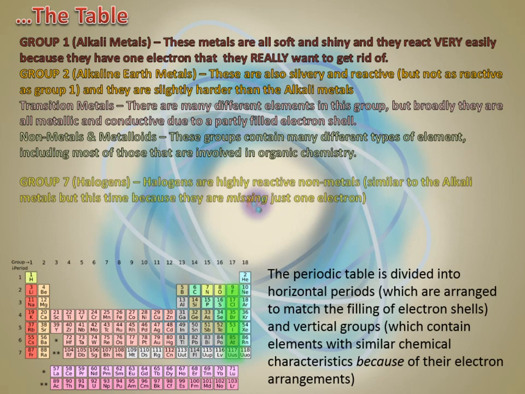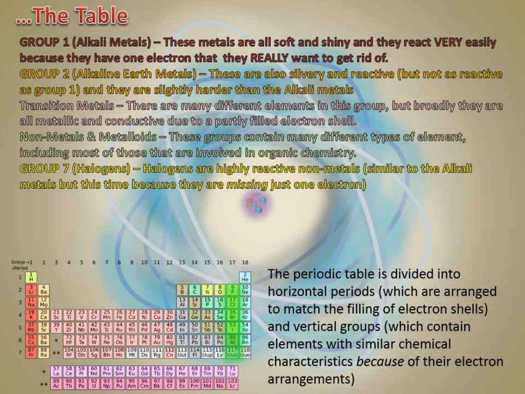Before we reach the end, we find the halogens, which are highly reactive non-metals. Most of them are gases at normal temperatures, and they are like the alkali metals, but this time they are missing one electron instead of having one spare. And this means they react very well with the alkali metals. In fact, you might see that Na in group 1 is sodium. This is a very reactive metal that explodes in water.